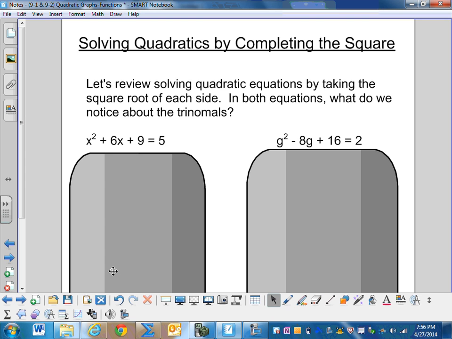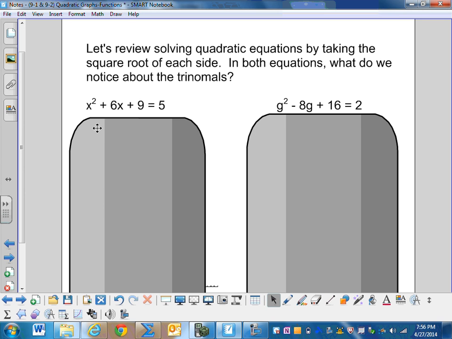Another method to solve quadratic equations is by completing the square. Let's review solving quadratic equations by taking the square root of each side. In both equations, what do we notice about the trinomials? So in our first example, x squared plus 6x plus 9 equals 5. If we're not looking at the 5, if we just look at what's on the left-hand side, we see it's a perfect square. So that's how we're going to solve these. We're going to convert the trinomial to a perfect square and then take the square root. That's why it's called completing the square.